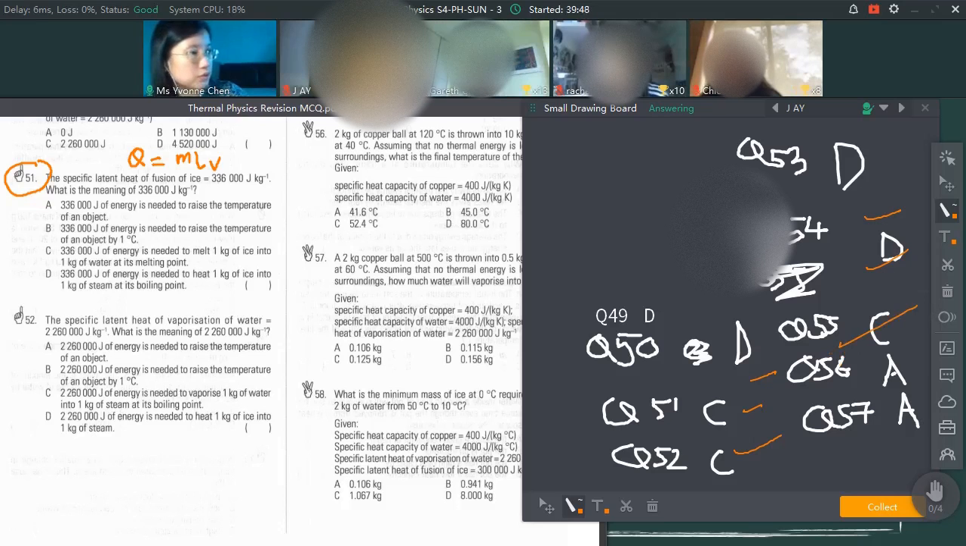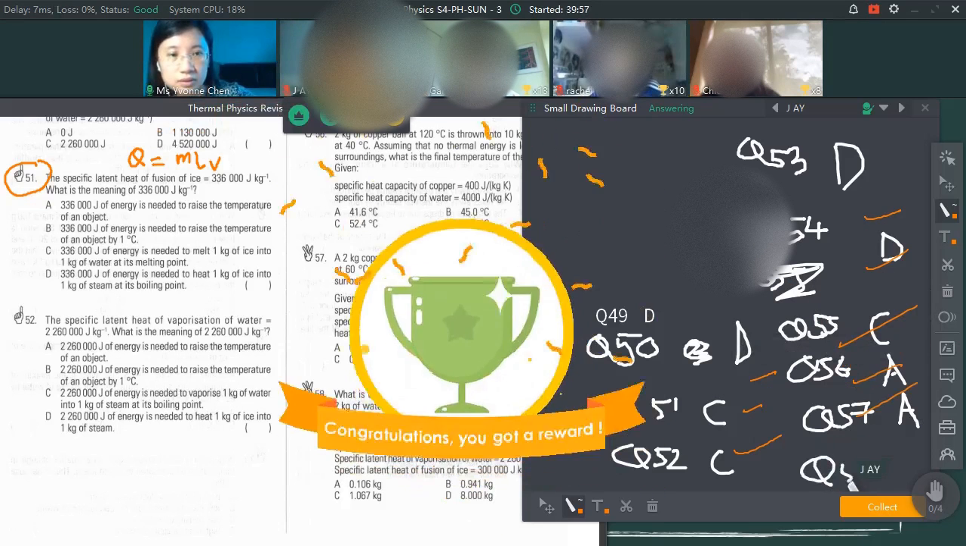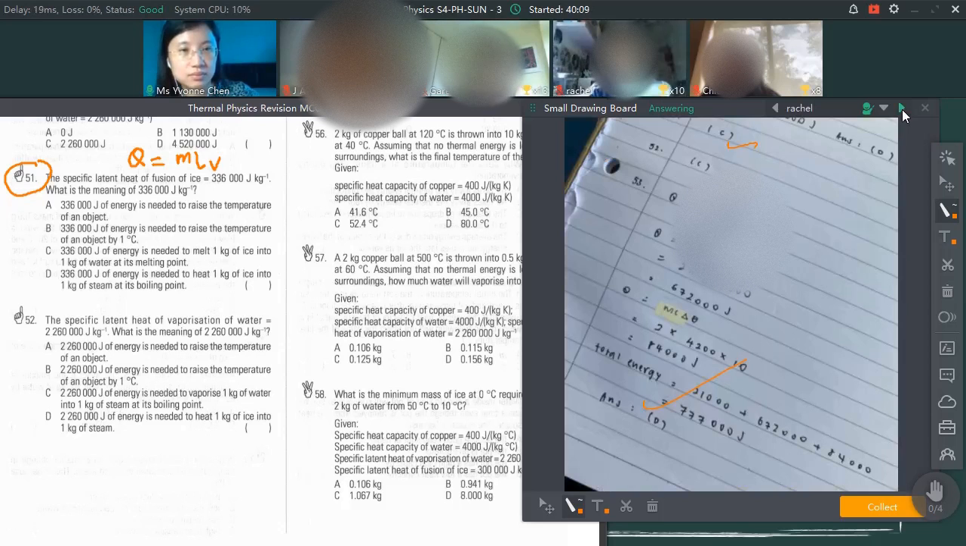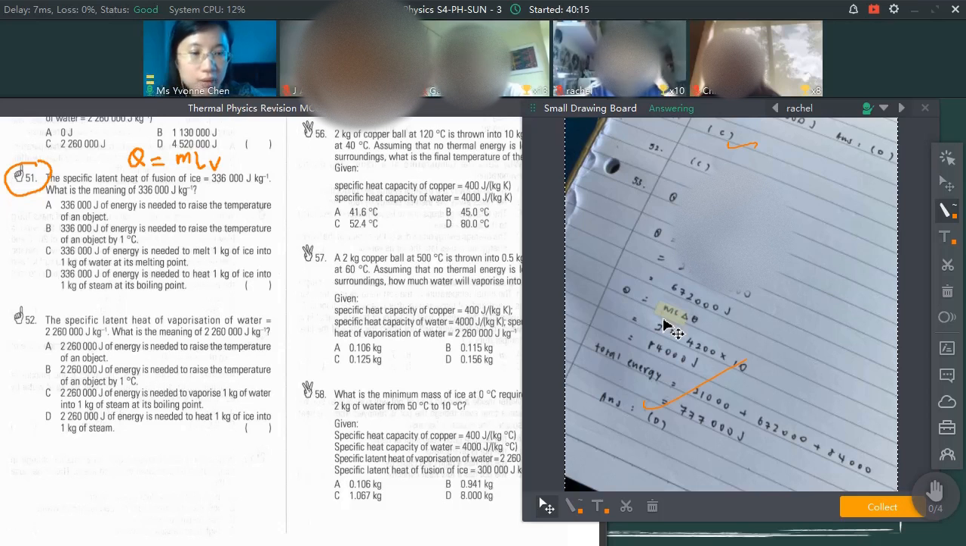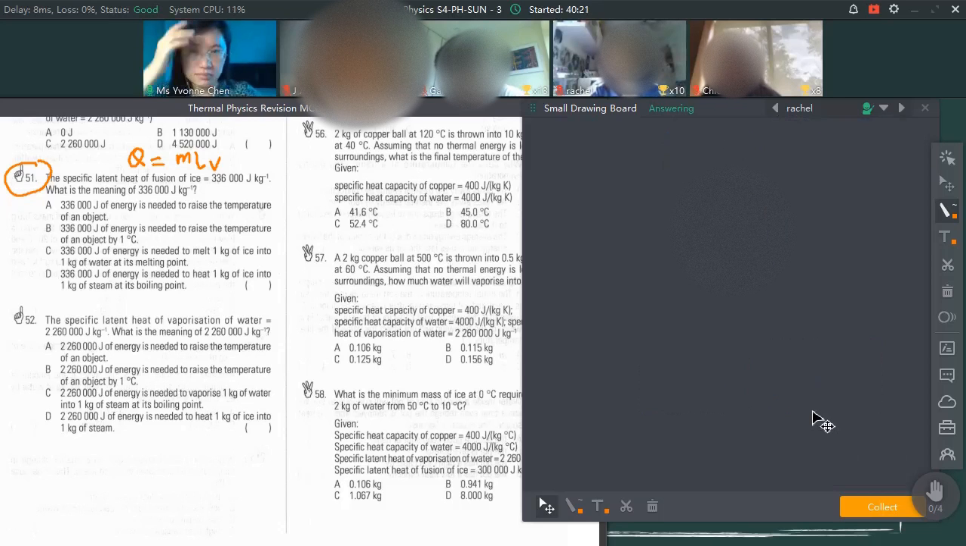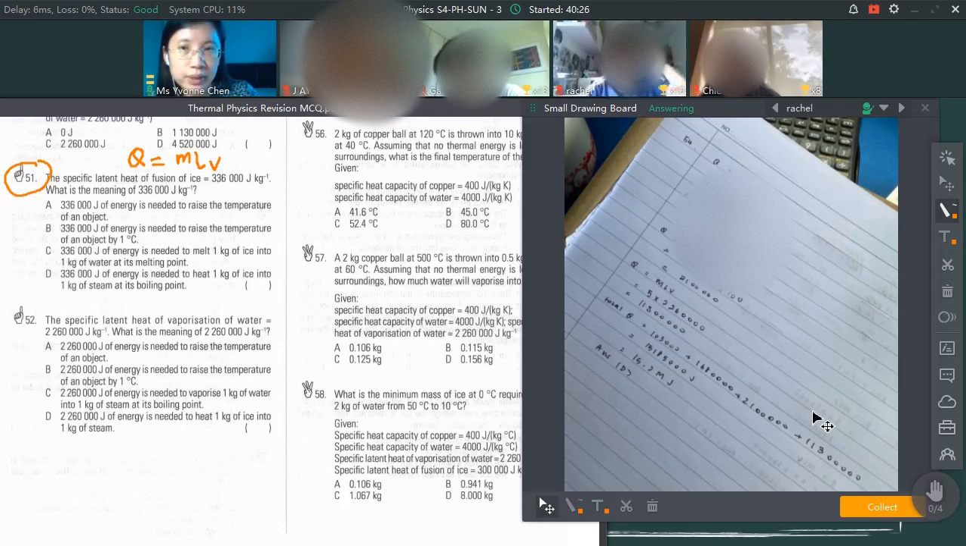Jonathan, 55, good. 56 and 57 are very, very well done. Rachel, I'll delete your working for 51 to 53. Okay, you did very well so far. Since we all did very well so far, next week I will be doing structure questions with you on thermophysics.